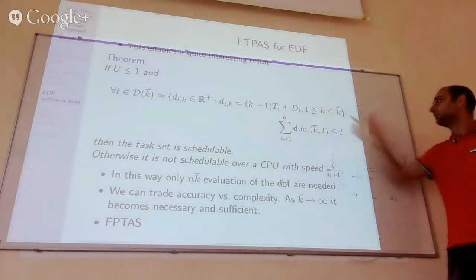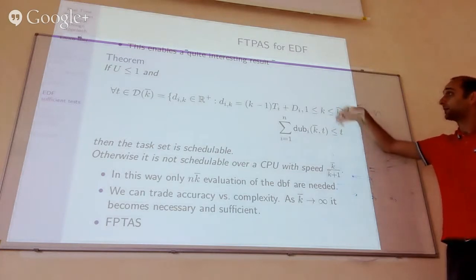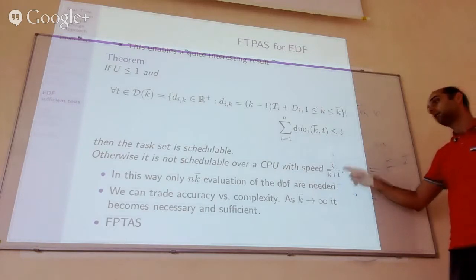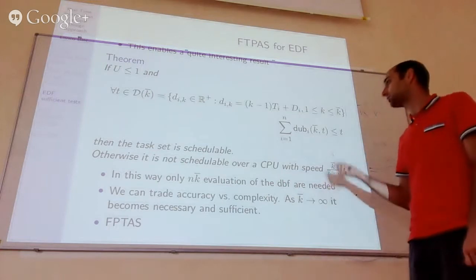At the same point, you are increasing the number of points here. So you can trade, if you want, the number of points where you are testing the schedulability and the speed of the CPU on which it is guaranteed to be not schedulable.